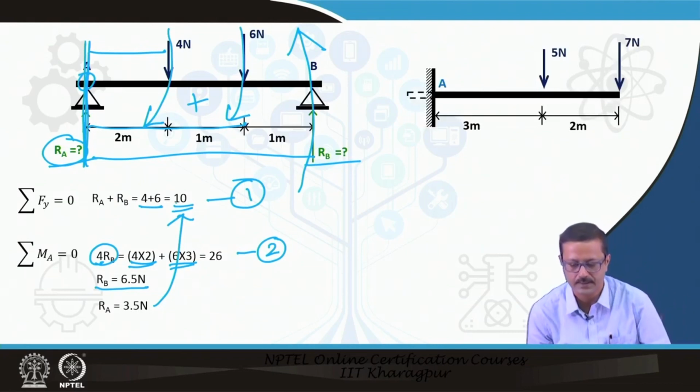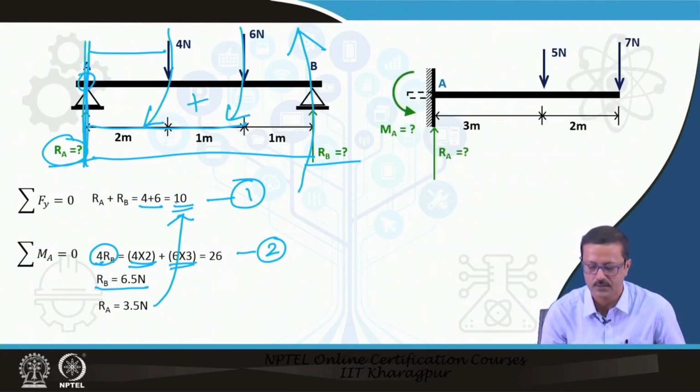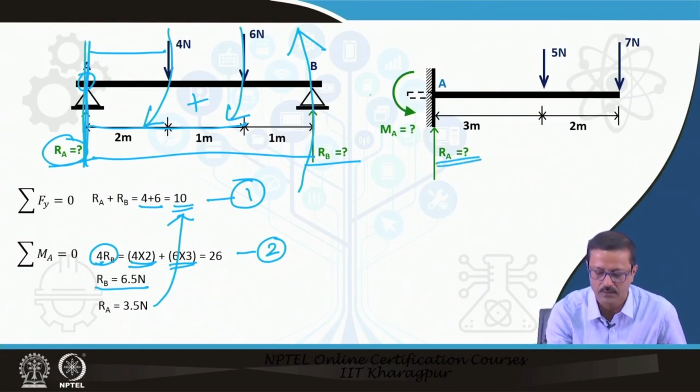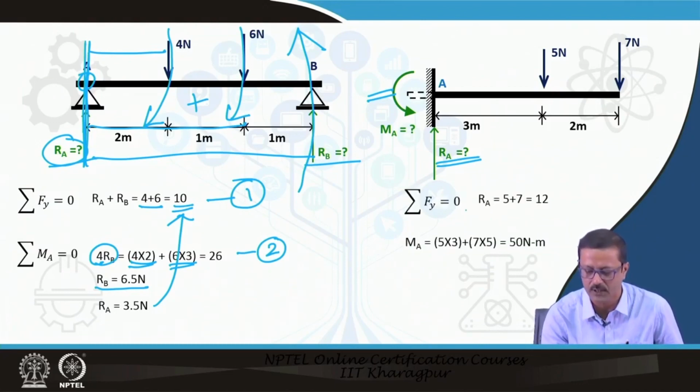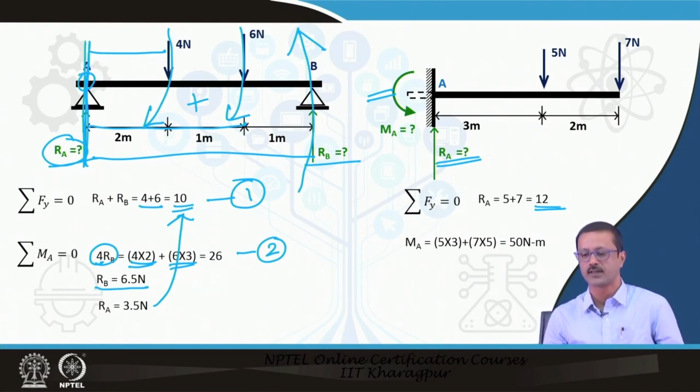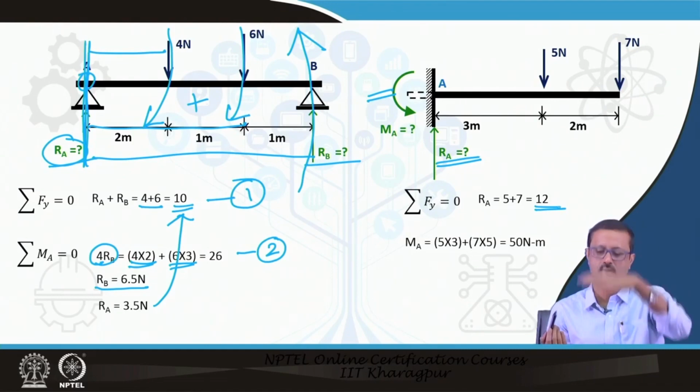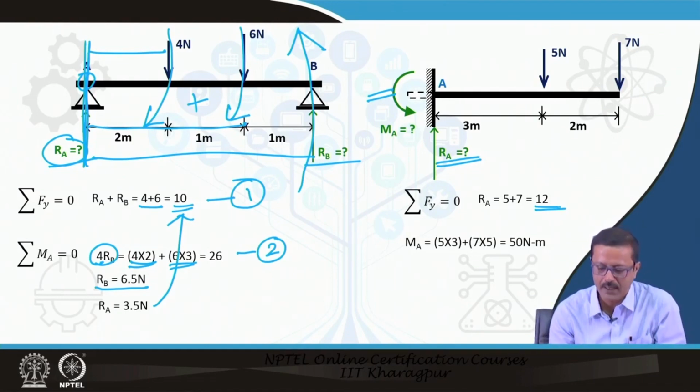Similarly, in this one, if I ask how much this will be: the R A I do not know, and I also do not know the M A. There is no question of a horizontal direction. So R A is definitely found from sigma F y, which gives R A equal to 12, because R A must be equal to 5 plus 7, and this will be upward 12, because otherwise the total beam will fall down.